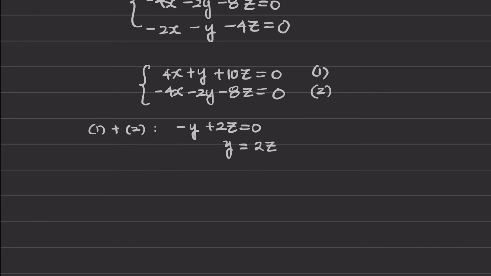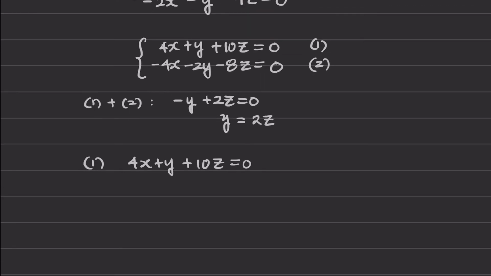So yung next naman, x in terms of z. So pwede ka nang pumili ng kahit isang equation dyan. Let's say equation 1. Tapos plug in natin si y. 4x plus 2z plus 10z is equal to 0. So 4x is equal to negative 12z. So x is negative 3z.